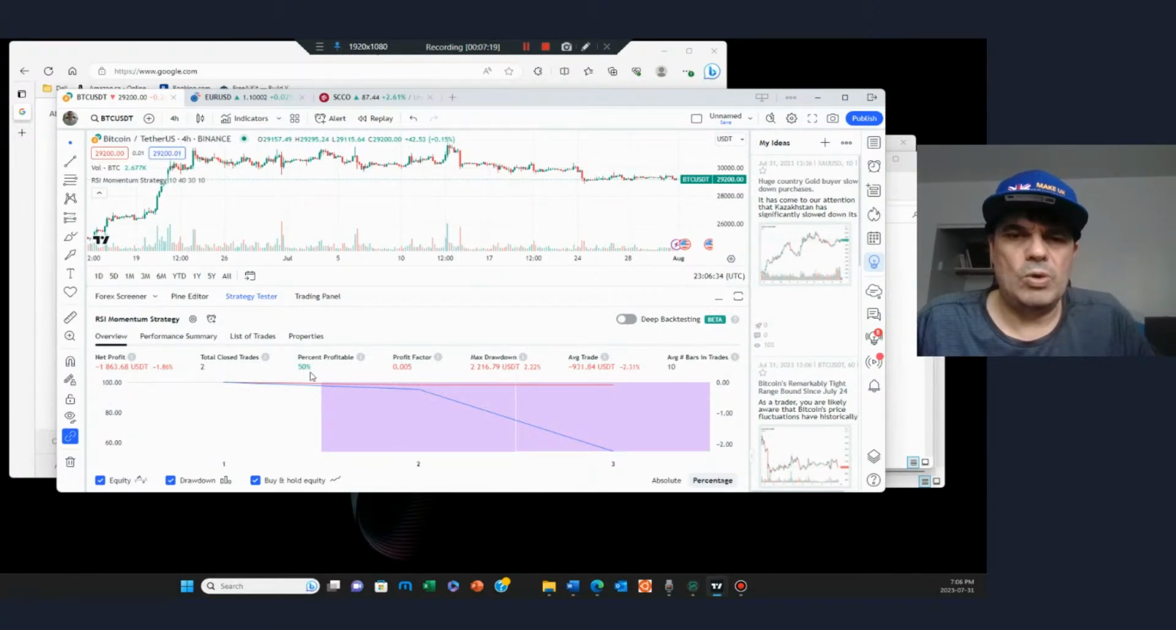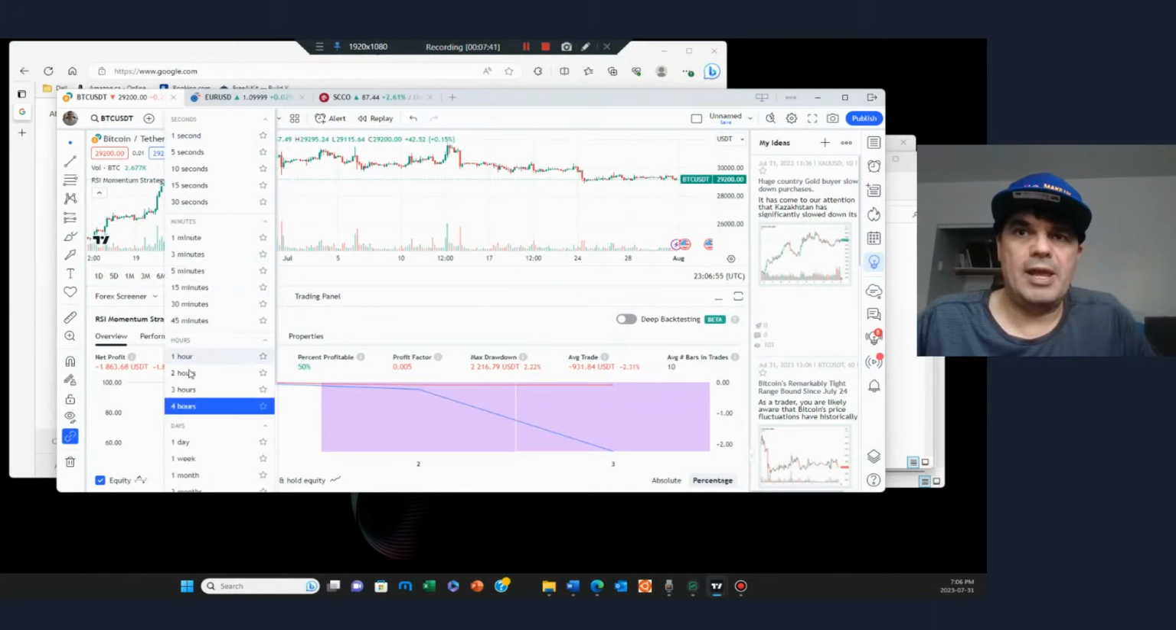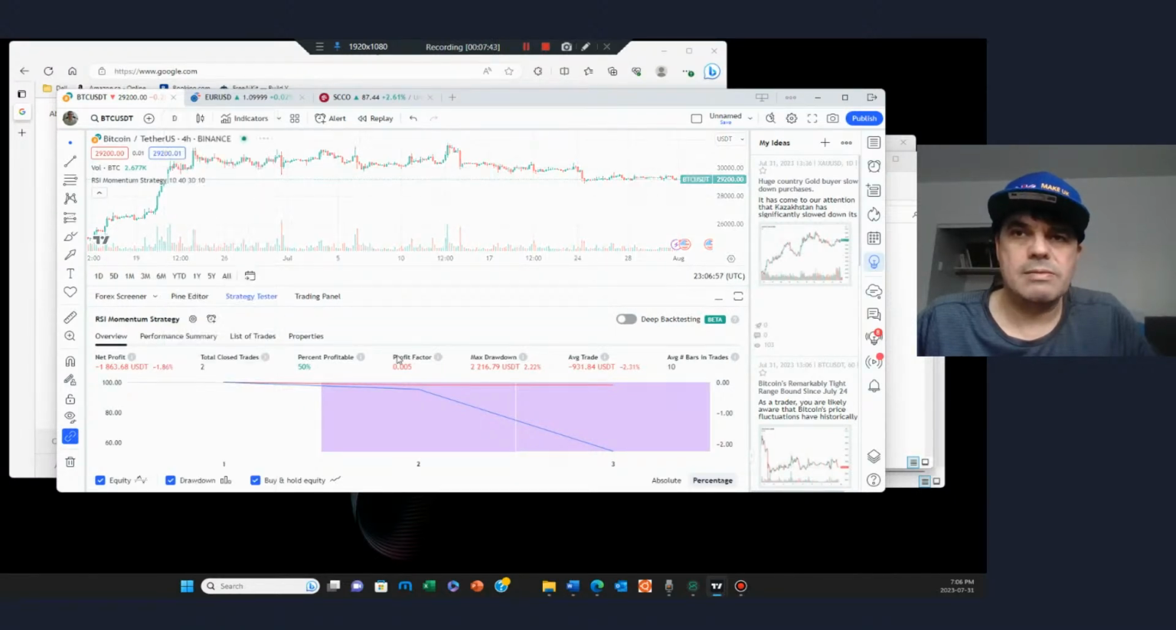50% win ratio, profit factor, really no profit at all. Max drawdown still within tolerance. But remember, this is in a very challenging market condition of nothing but a very tight range-bound Bitcoin. Okay, so you can see, just going to 4 day, or if I go even into 1 day.